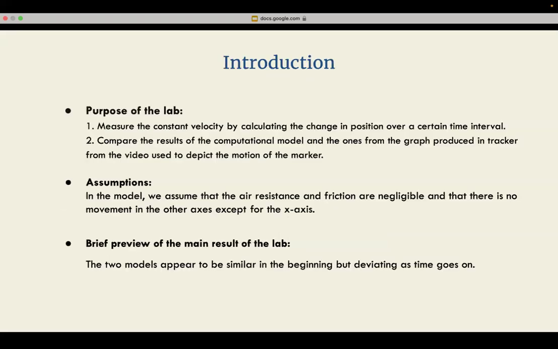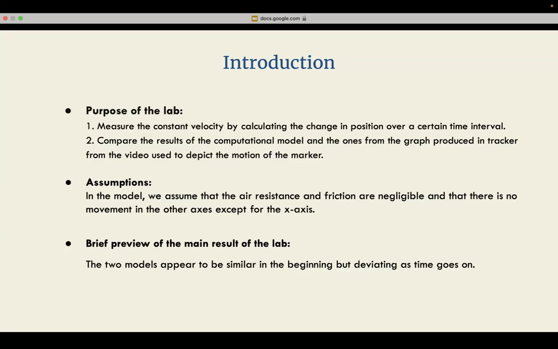conclusion. So to introduce this lab, firstly, the purpose of the lab is to measure the constant velocity by calculating the change in position over a certain time interval, and compare the results of the computational model and the ones from the graph produced in Tracker from the video used to depict the motion of the marker.